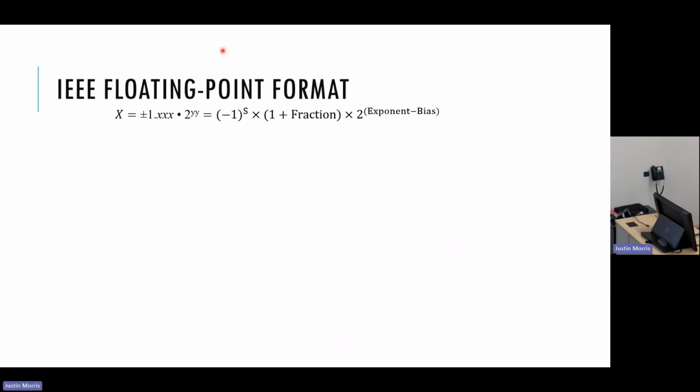And here is the format that we just went over. We have the sign bit to specify the sign. If it's 0, positive. If it's 1, negative. And then we have the implied one, the fraction, and then rather than explicitly putting the exponent here, we have the exponent, but we have to subtract the bias from it.